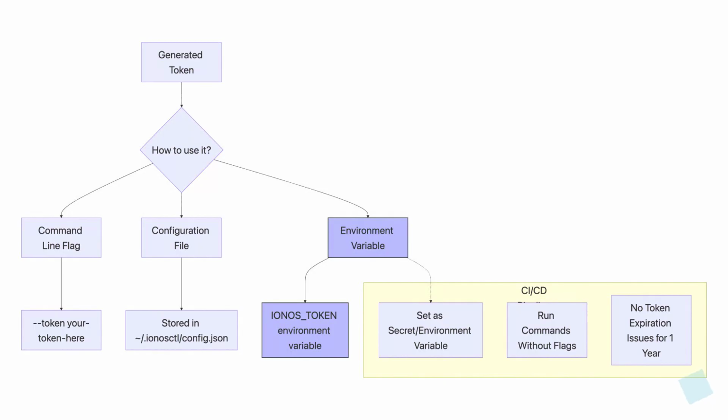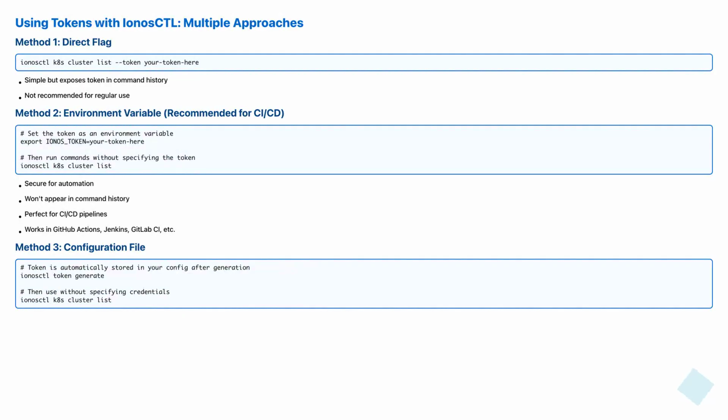So once I've generated a token, how do I actually use it? I'm guessing there are multiple ways to pass it to the command line tool. Ideally, I'd want to store it as an environment variable in our CI system, rather than hard-coding it in scripts. You're absolutely right, and that's the approach I recommend. There are several ways to use your token. You can pass it directly as a flag with --token, your token here. But for your CI/CD use case, environment variables are much cleaner. Just set IONOS_TOKEN in your environment, and ionosctl will automatically pick it up without any additional parameters.